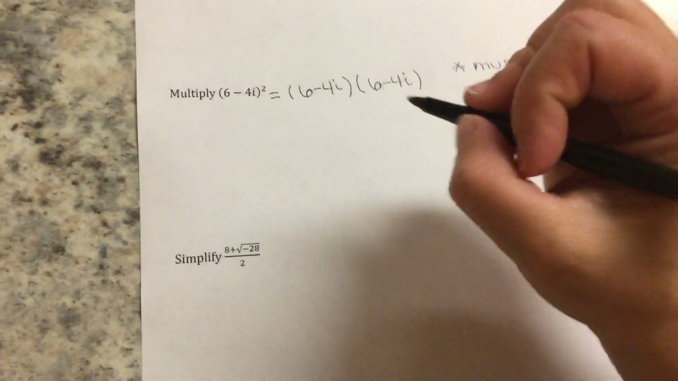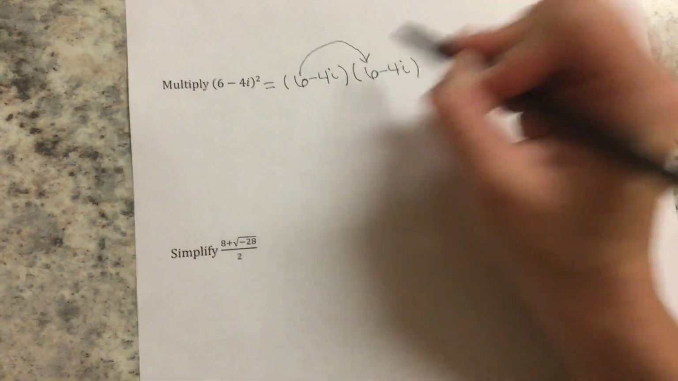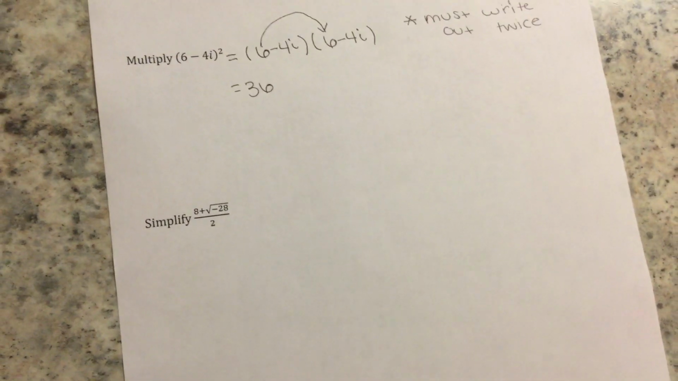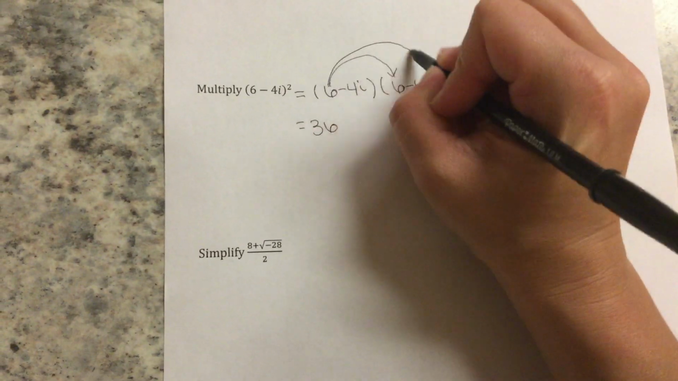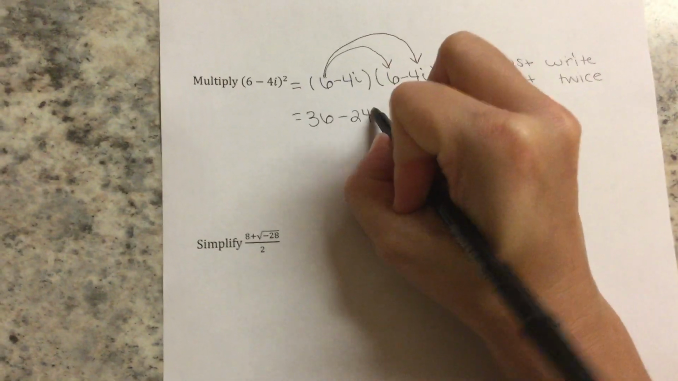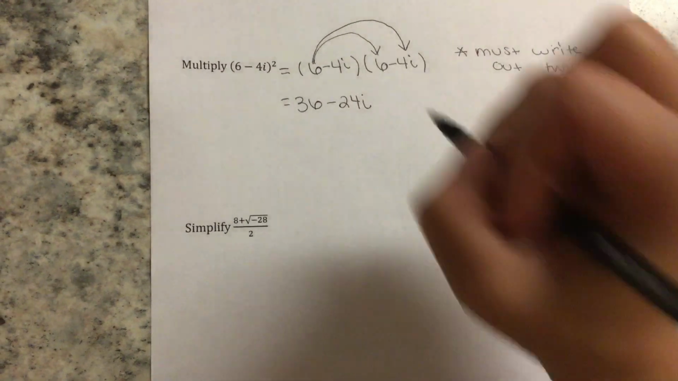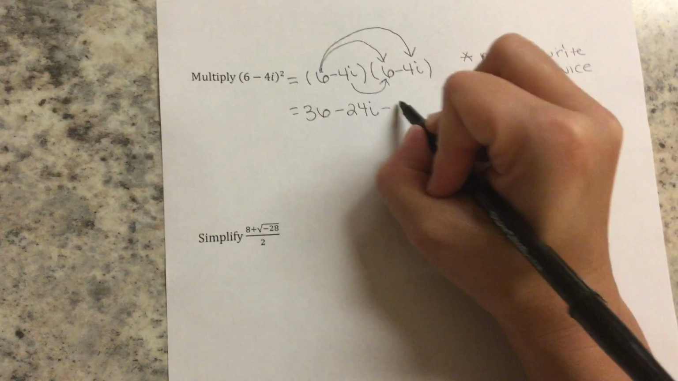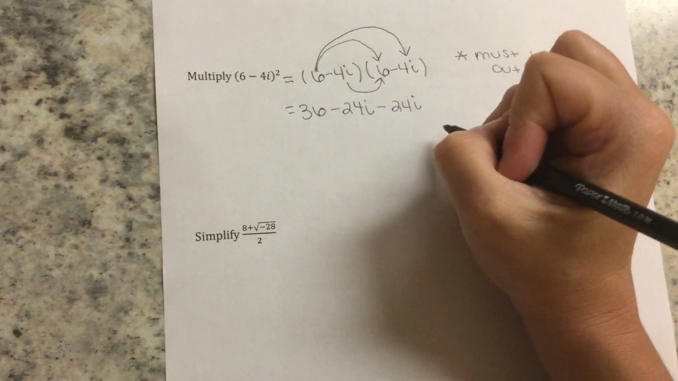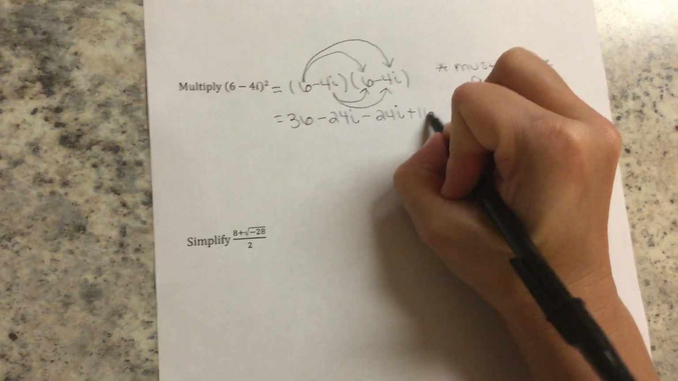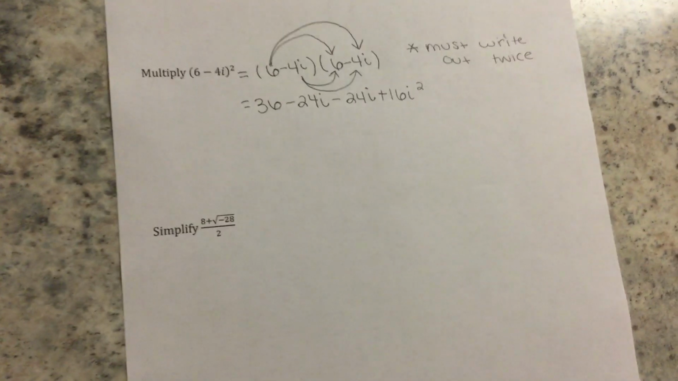So I have my 6 times my 6 will give me 36. I then have 6 times negative 4i. So 6 times negative 4 will give me negative 24. Then I have my i. Now I have to distribute my negative 4i. So negative 4i times 6. Another negative 24i. Negative 4i times negative 4i. Negative 4 times negative 4 will give me a positive 16. I have i times i, so that'll give me i squared.